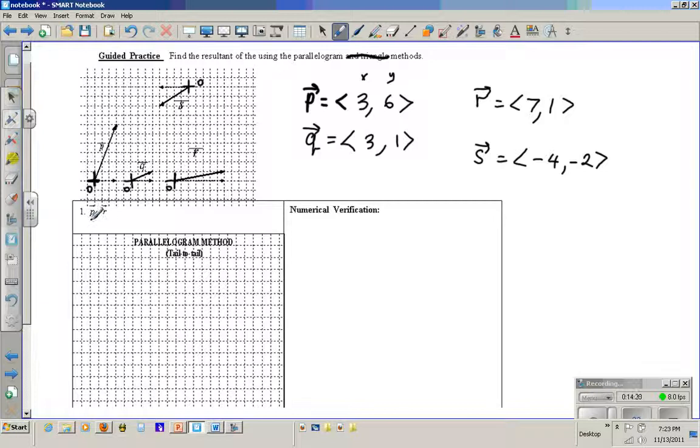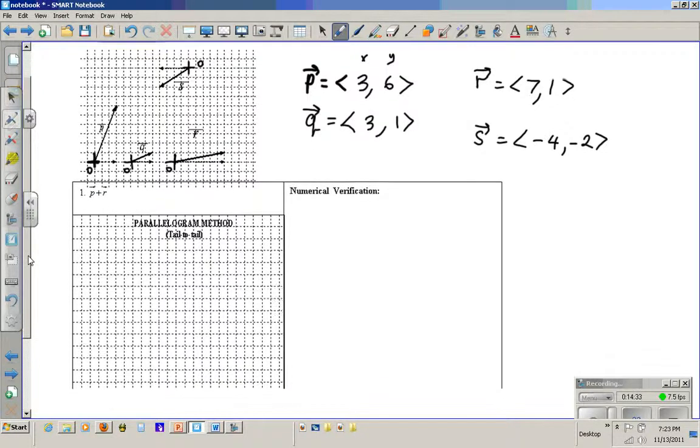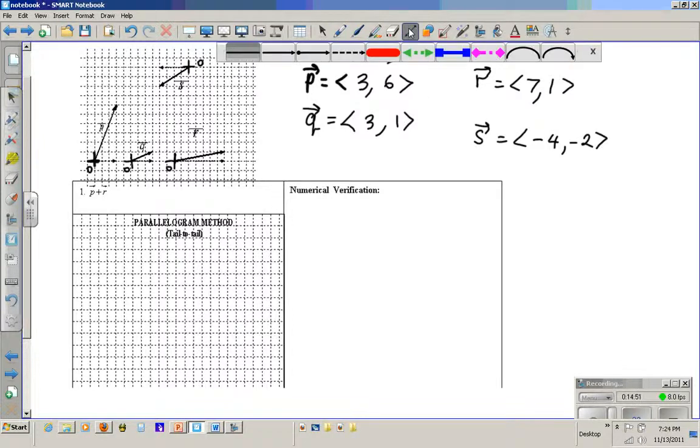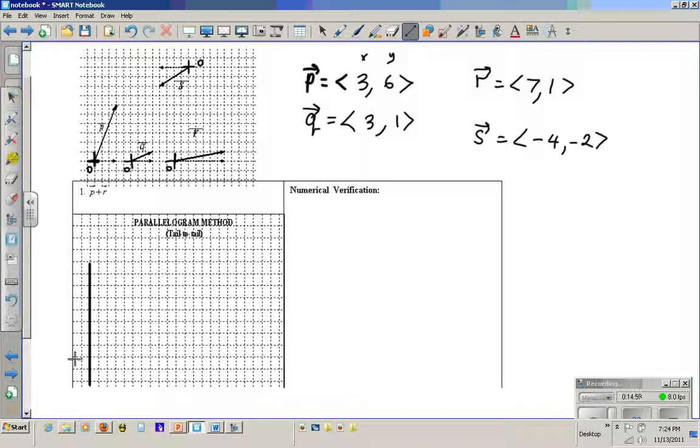Now we're going to do vector P plus R. We're going to take vectors P and R and place their tails together on the same spot. Since vector P is in quadrant 1 and vector R is in quadrant 1, the whole region is going to be just quadrant 1. So we're going to make quadrant 1 a really big quadrant in our coordinate system. Let's draw our y-axis to the left as much as possible and our x-axis to the bottom as much as possible, because the action is all in quadrant 1.